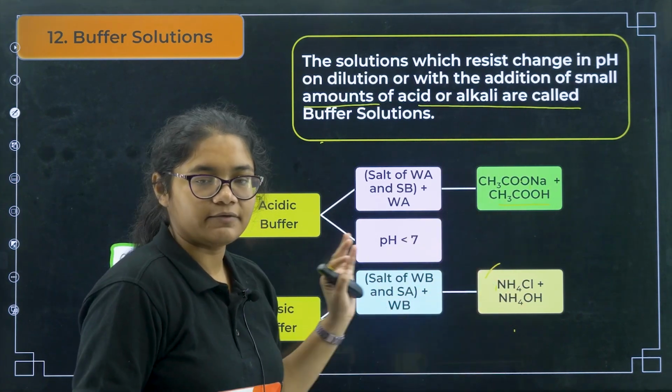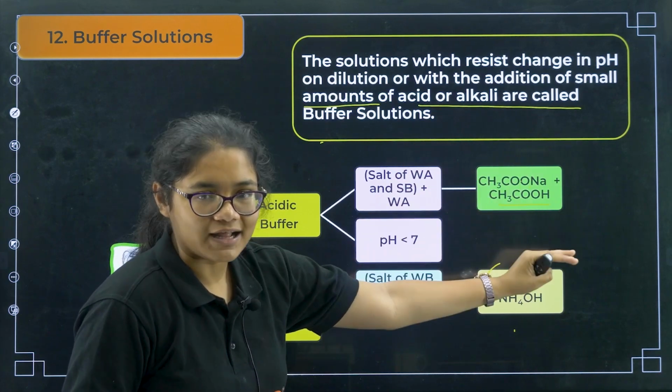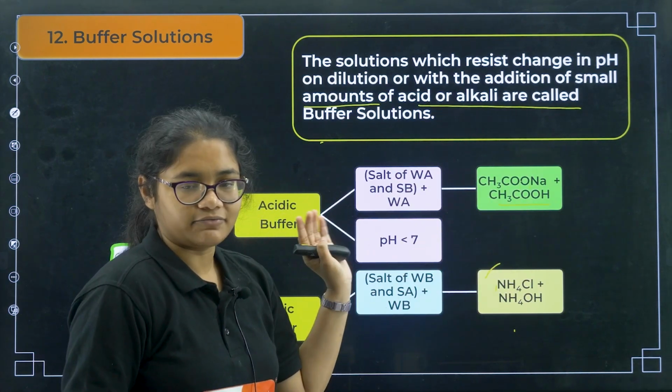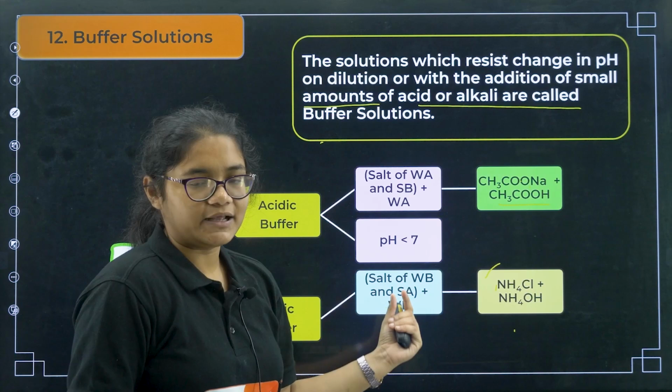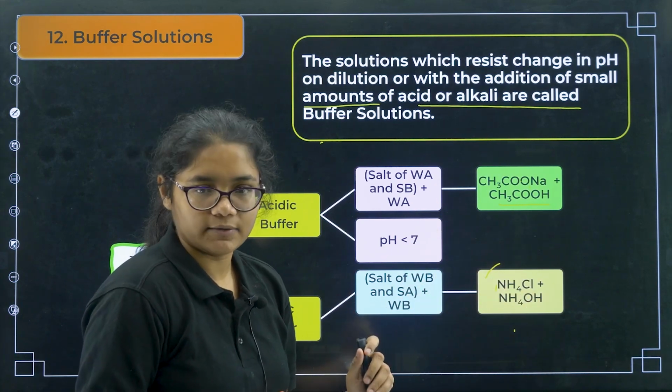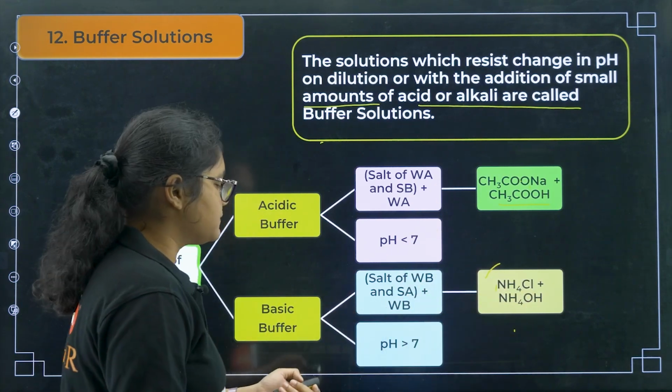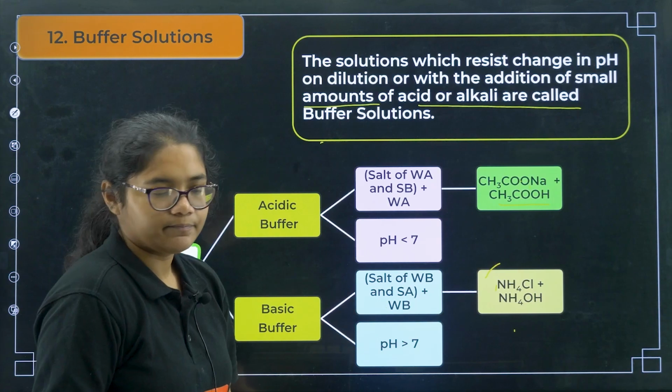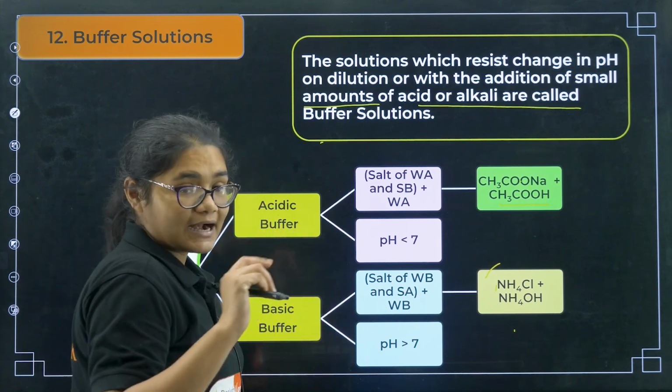Salt and base will give you basic buffer, salt and acid will give you acidic buffer. The acid should be weak in acidic buffer, and the base should be weak in basic buffer. Because it is a basic buffer, pH will be greater than 7. Now, how to calculate the exact value of pH?